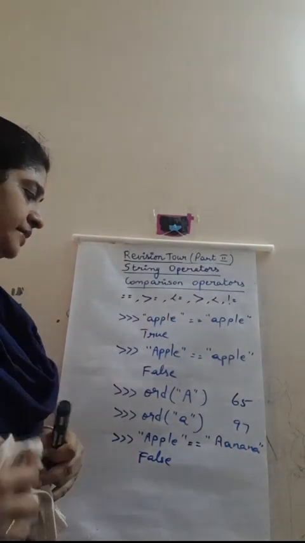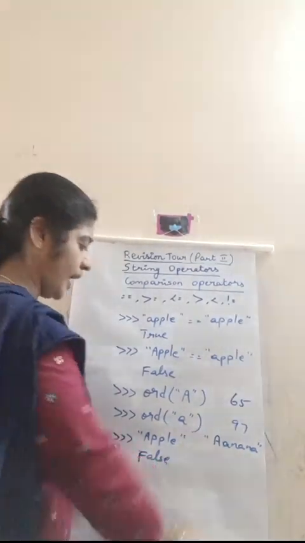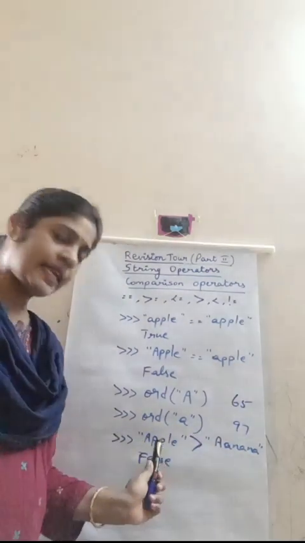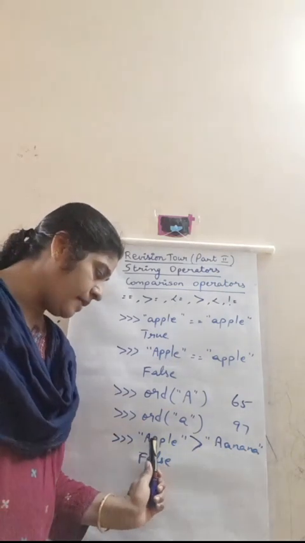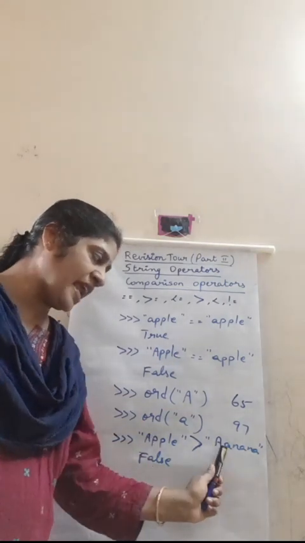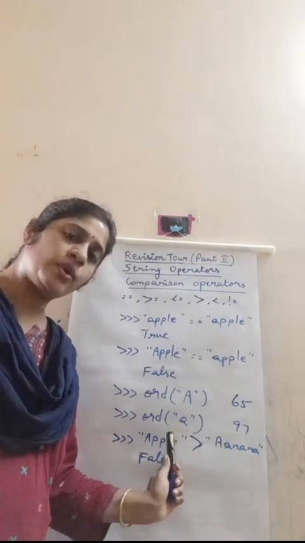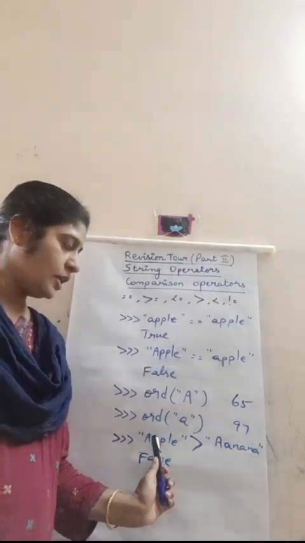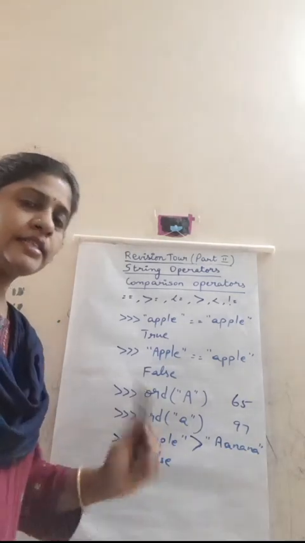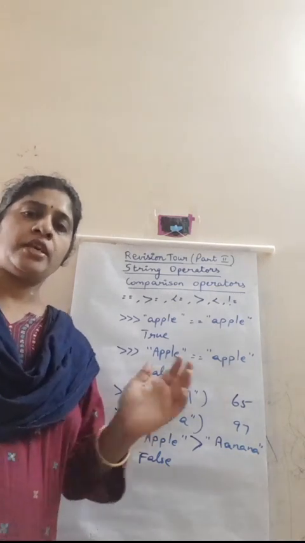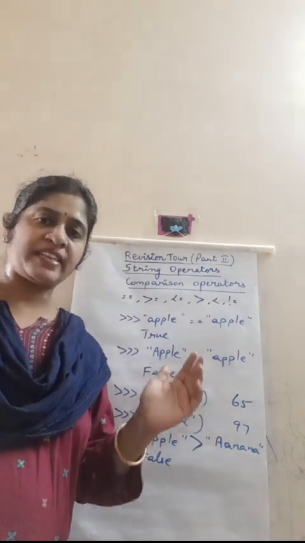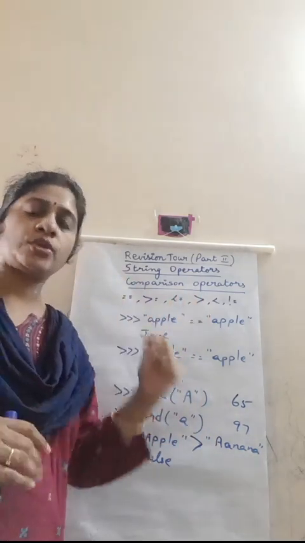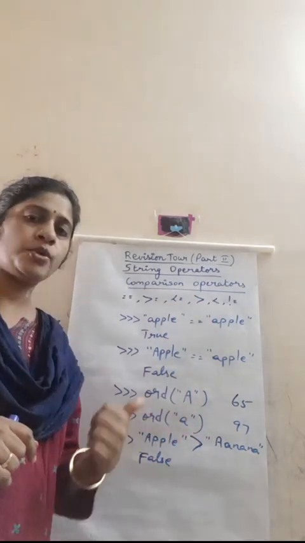Suppose I give this as A, greater than, what would happen? The first A's are matching. The unicodes of p and a would get compared, and the unicode of small a would be smaller than that of small p. So this will also give you the answer false. In this way, the unicodes of the characters are compared in strings when you are using comparison operators on strings. You can use the function ord to check and see.